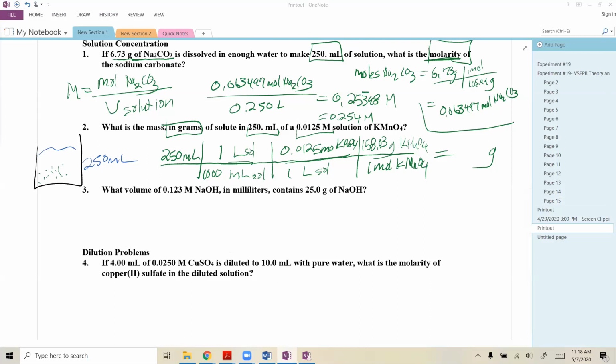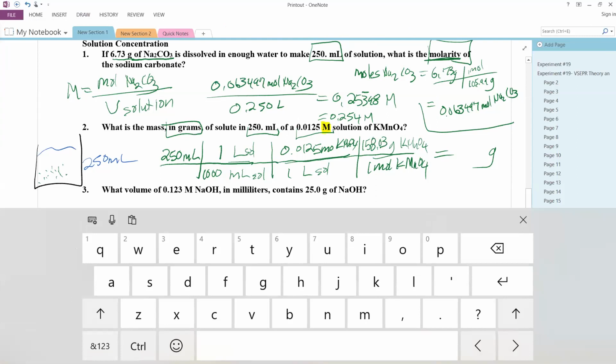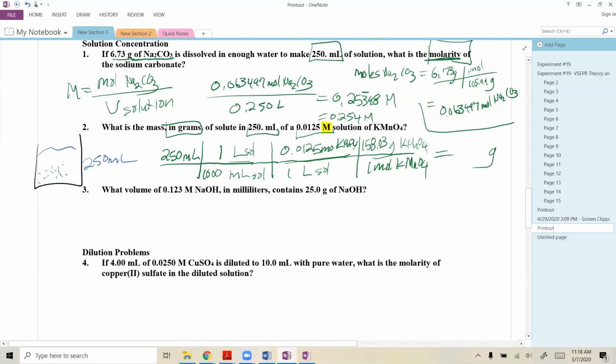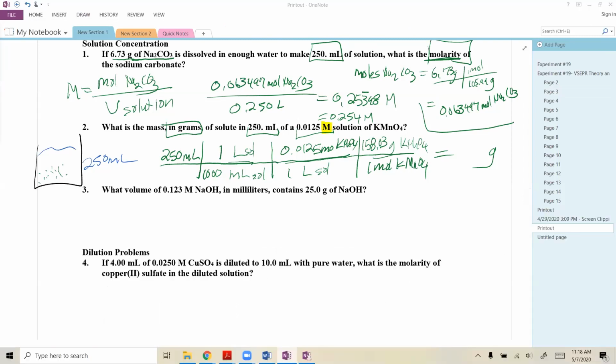So moles of solute over kilograms of solvent is our molality, right? That would be the case if this M here was a small m. But because it is a big M, we know that it should be molarity, which is moles per liter.